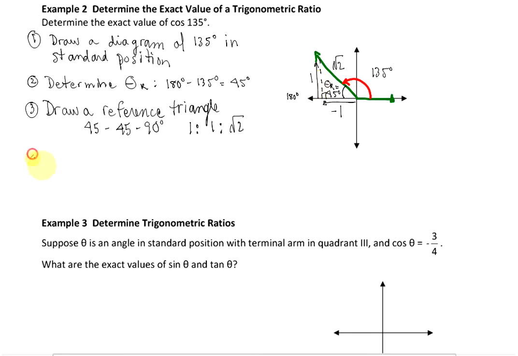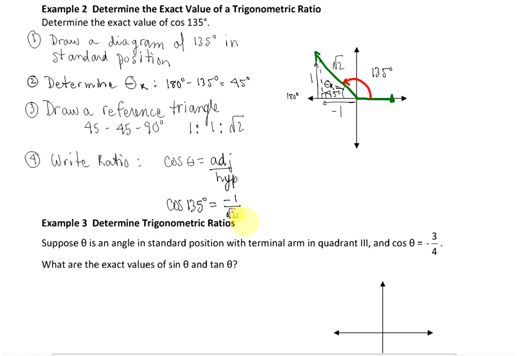Okay, and now we can write our ratio. Okay, we know that cos of theta is equal to adjacent over hypotenuse, and so cos of 135 degrees is equal to our adjacent side, and adjacent to our reference angle is -1, and our hypotenuse is root 2.